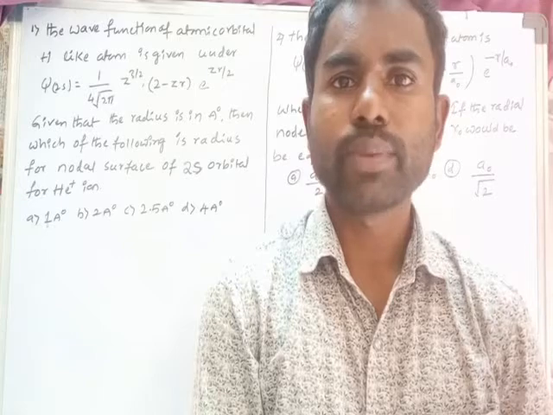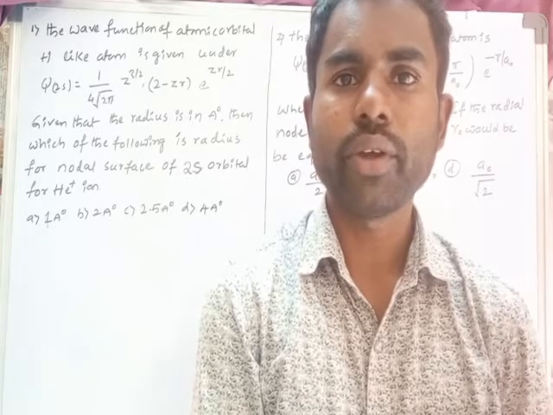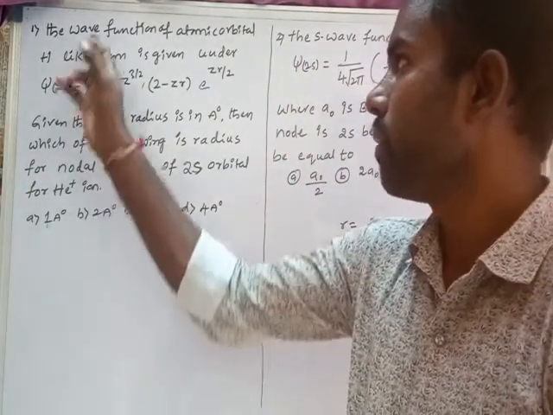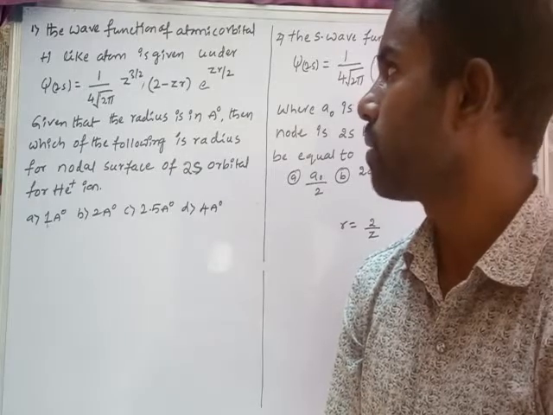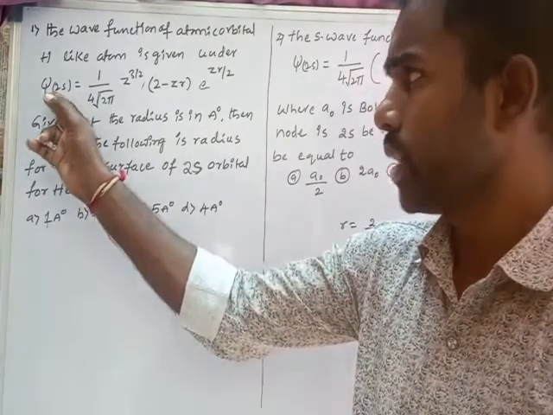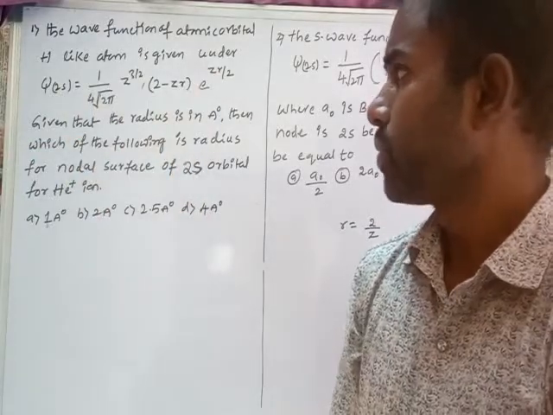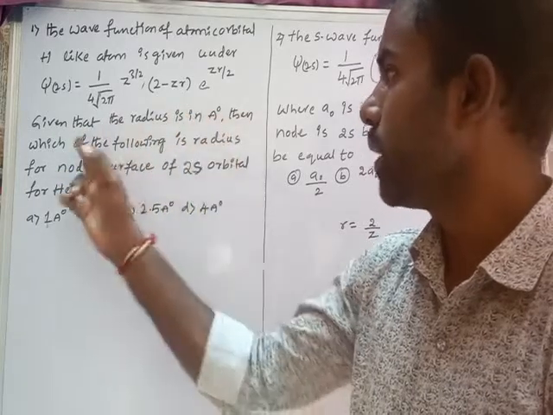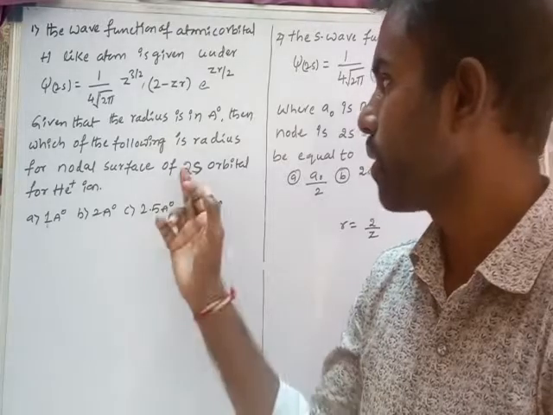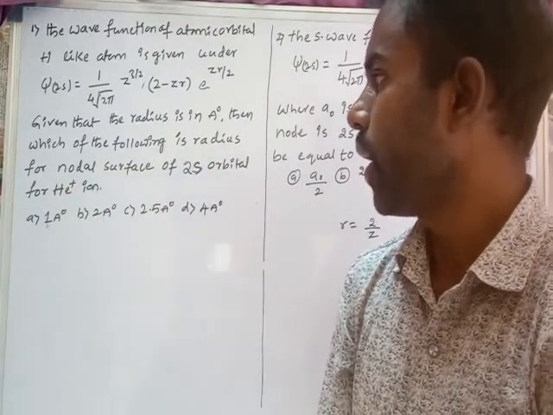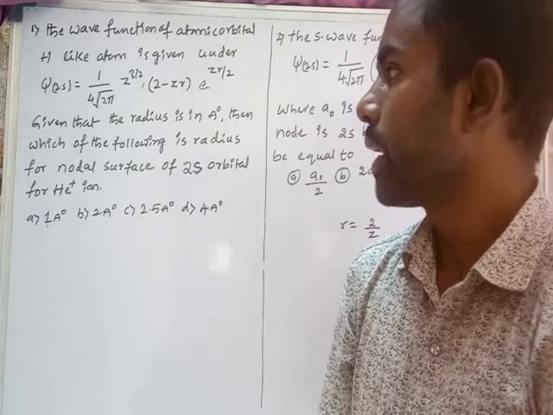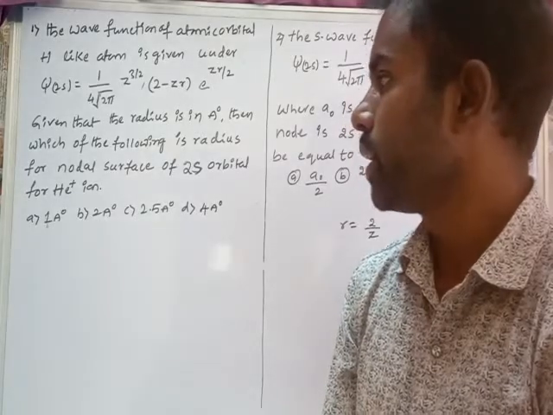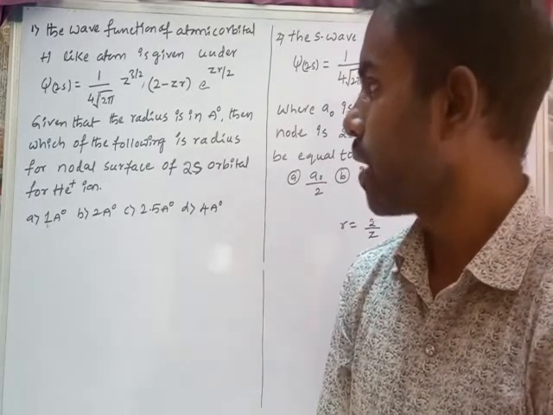So today I would like to explain some IIT JEE questions on Schrodinger wave equation. See here, I have written two questions on the board. The wave function of atomic orbital of a hydrogen-like atom is given. So here this is the radial wave function. Given that the radius is in angstrom, which of the following is the radius for the nodal surface of the 2s orbital for the helium plus ion? Means they are asking for the radial node of the 2s orbital. At what distance can we observe the radial node for the 2s atomic orbital?